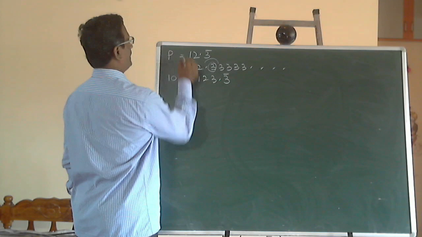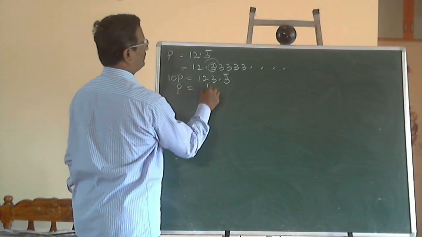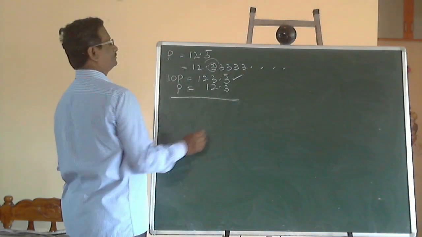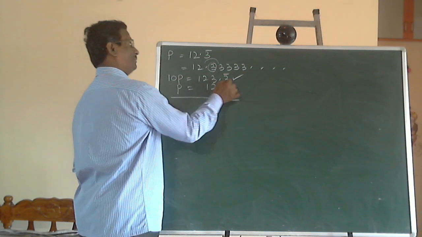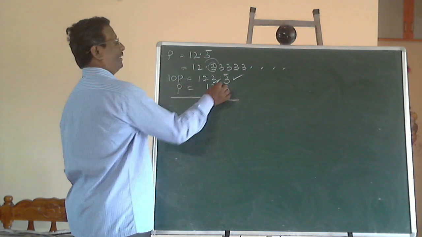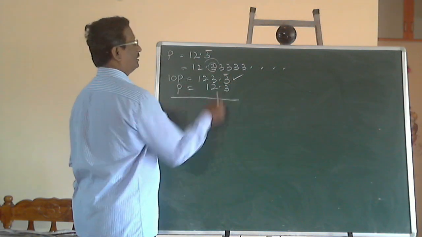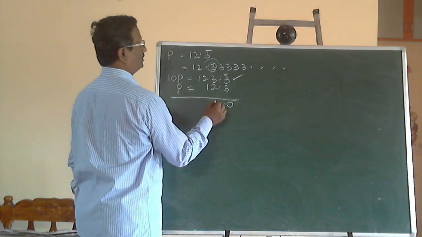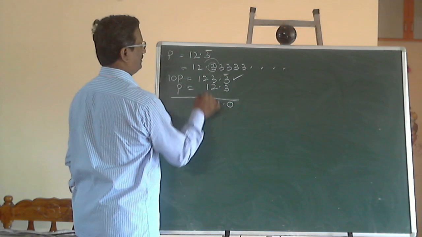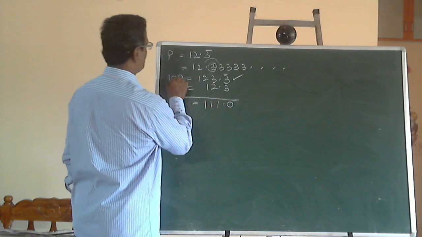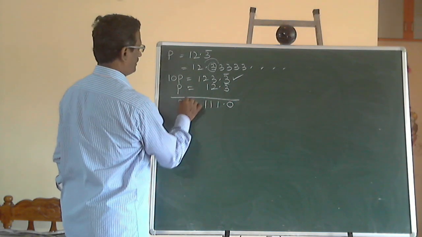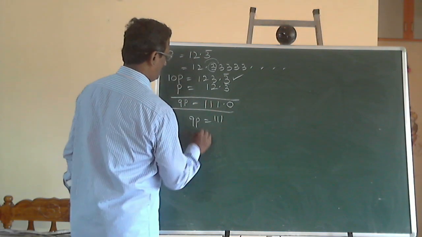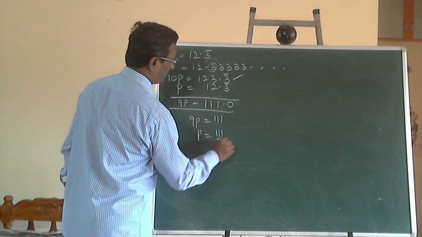Now p is equal to 12.3 bar. In 10p and in p, the decimal part is the same, 0.3 recurring. On subtraction, the whole decimal part will become 0. 3 minus 2 is equal to 1. 2 minus 1 is 1, and this is 1. So 10p minus p is equal to 9p. 9p is equal to 111. p is equal to 111 upon 9.